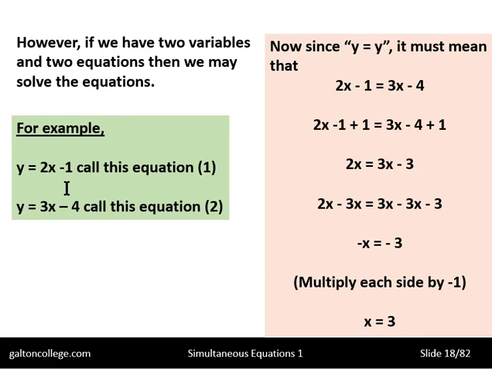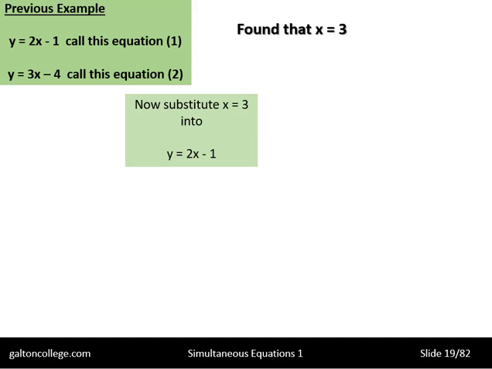Now we could substitute back in here to find the value of y if we wanted to. We could say x equals 3, so 2x equals 6, 6 minus 1 is 5, so y equals 5. So substitute that back in there, like I've just said. Now we've got y equals 2 times 3 minus 1, which is 6 minus 1, which is 5. So all we've done is substituted the 3 back into the equation. We've solved the equations. We've got x equals 3.